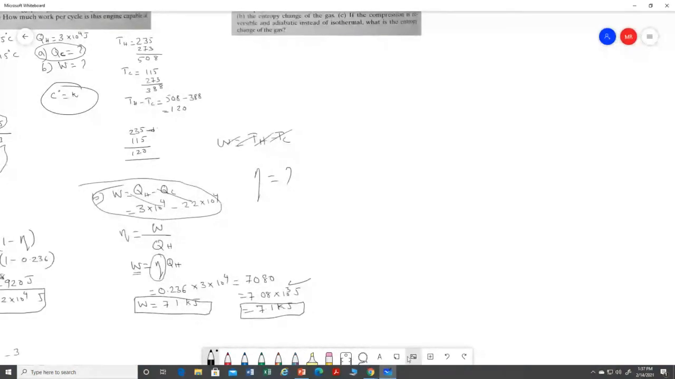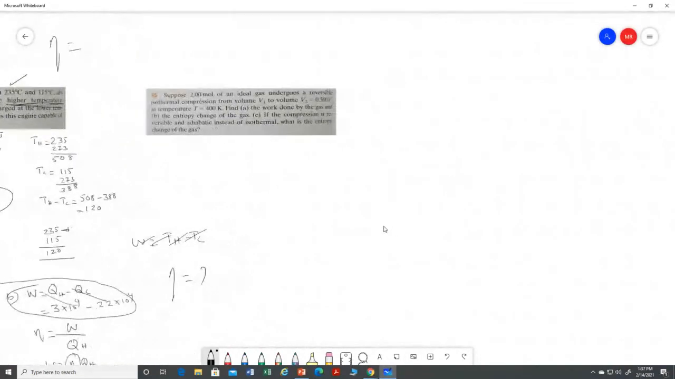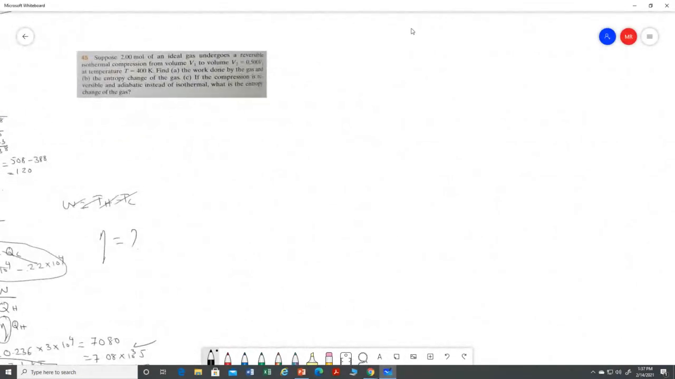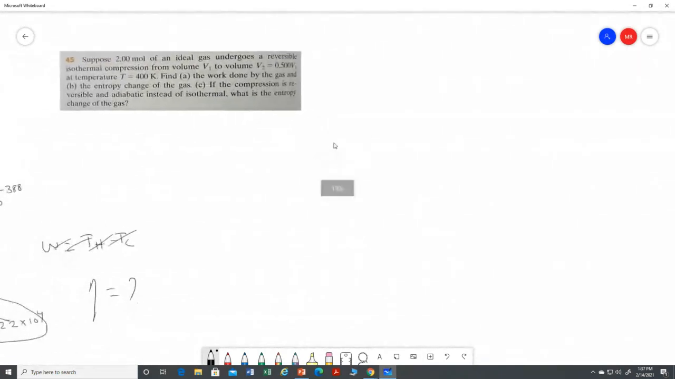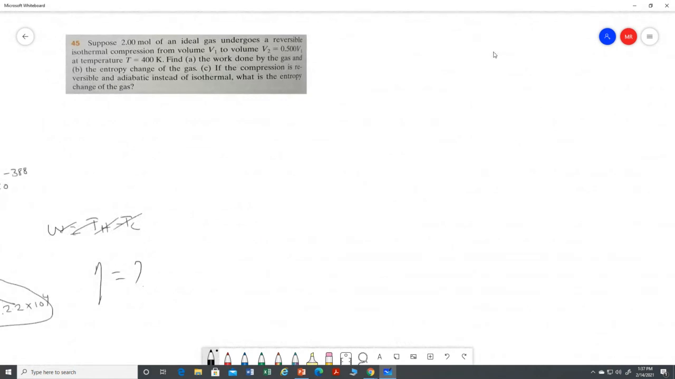Let's come to the last question here. So what is given here? What is given here, my dear? Read the question. Suppose 2.0 moles of an ideal gas undergo the reversible isothermal reaction. My dear, listen carefully to the word. What is given here? Isothermal. What is the meaning of isothermal, my dear? If the reaction is isothermal, what is your change in internal energy? It's zero, am I right?